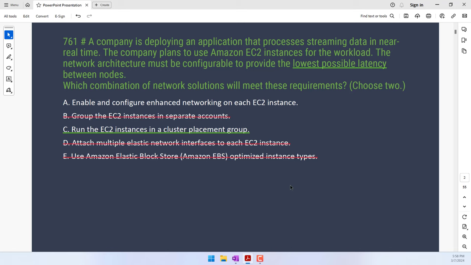A company sets up an organization in AWS Organizations that contains 10 AWS accounts. A solutions architect must design a solution to provide access to the accounts for several thousand employees. The company has an existing IDP. The company wants to use the existing IDP for authentication to AWS. Which solution will meet these requirements?